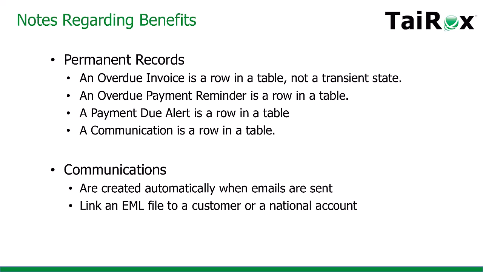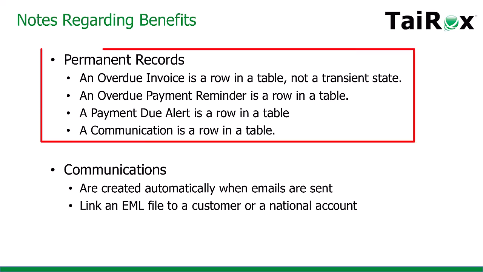I want to make a point about what underlies the benefits. We think about an overdue invoice as a transient state, a temporary condition of an invoice, and it is. More than this, TaiRox Collections keeps a permanent record of the fact that an invoice was, at one point in time, overdue. An overdue invoice is a row in a table. The table can be reported on and analyzed. Likewise, overdue payment reminders, payment due alerts, and communications are also rows and tables.